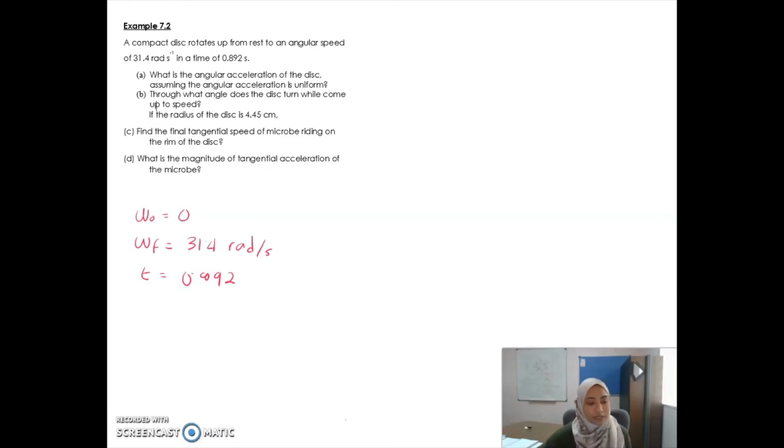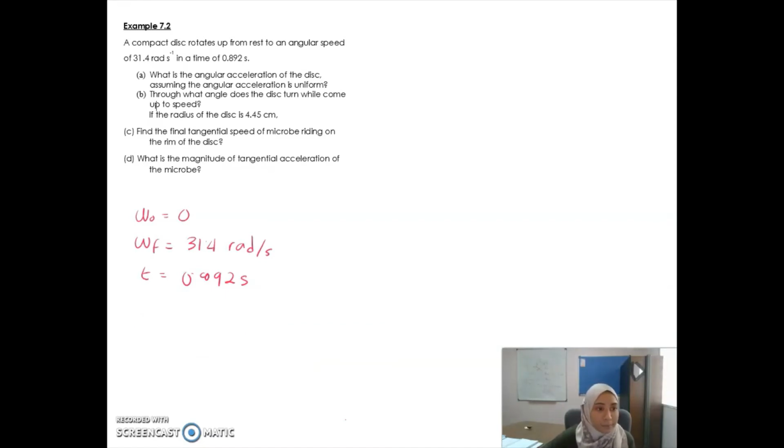Time is 0.892 seconds. It's the same as when we start with a velocity of 0, and then we drive our car faster, and then it reaches 30 km per hour. And how long did it take to reach 30 km per hour? It took you 10 seconds. Which is the same case here. You started from rest, 0, and then it became faster and faster, and after 0.892 seconds, your speed is now 31.4 radians per second. It's the same case, but it's just rotation.